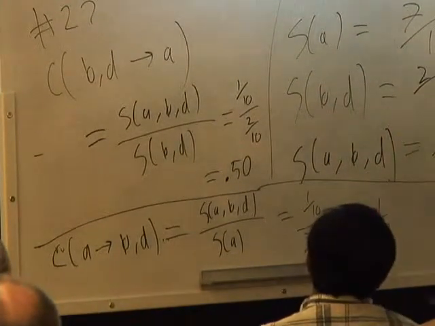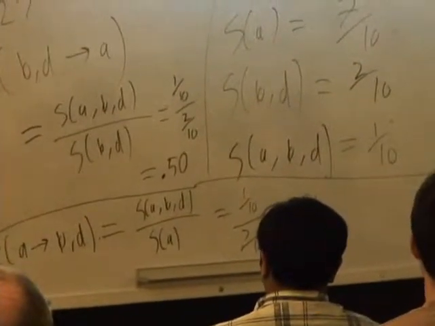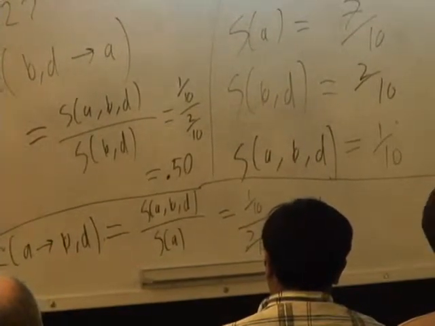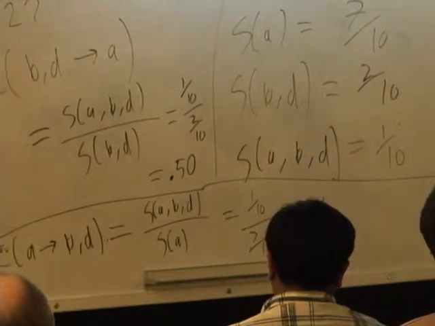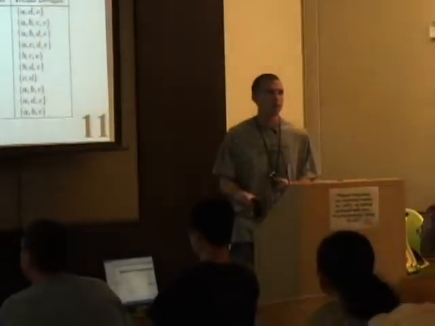So you're not very confident in this, right? Only 1/7 of the people that bought A also bought both B and D. So this is sort of a low confidence rule. So if someone bought A, it's not very likely that they also bought B and D. Okay, any questions on that? Again, it's just a conditional probability calculation.